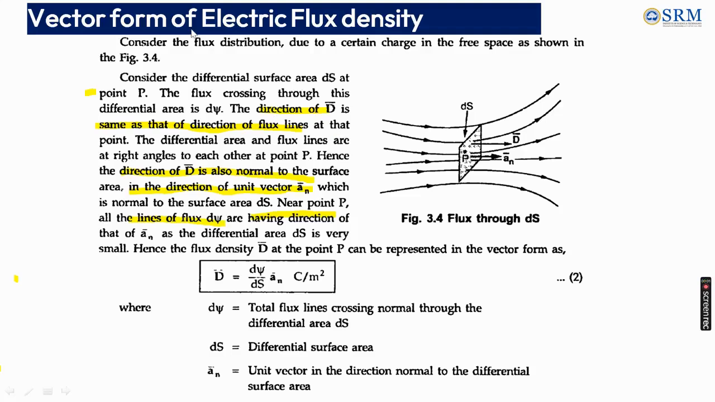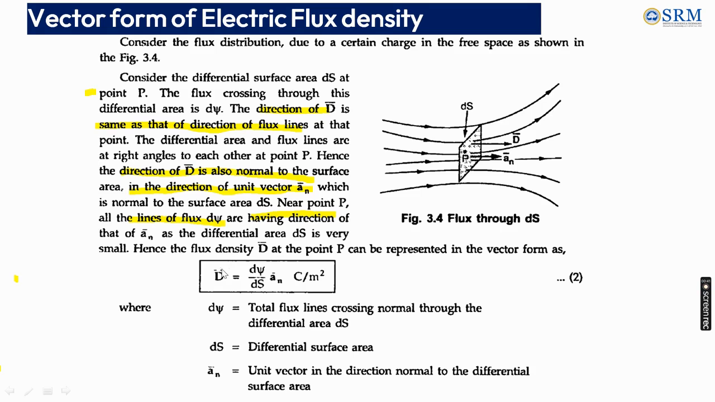Let us understand about the vector form of electric flux density. For that we consider a differential surface area ds, and at a point P we are interested in finding the electric flux density D vector. The flux crossing this differential area is d psi. The direction of D is the same as the direction of flux lines, and it is also the same as that of the unit vector that is normal to the differential surface area.